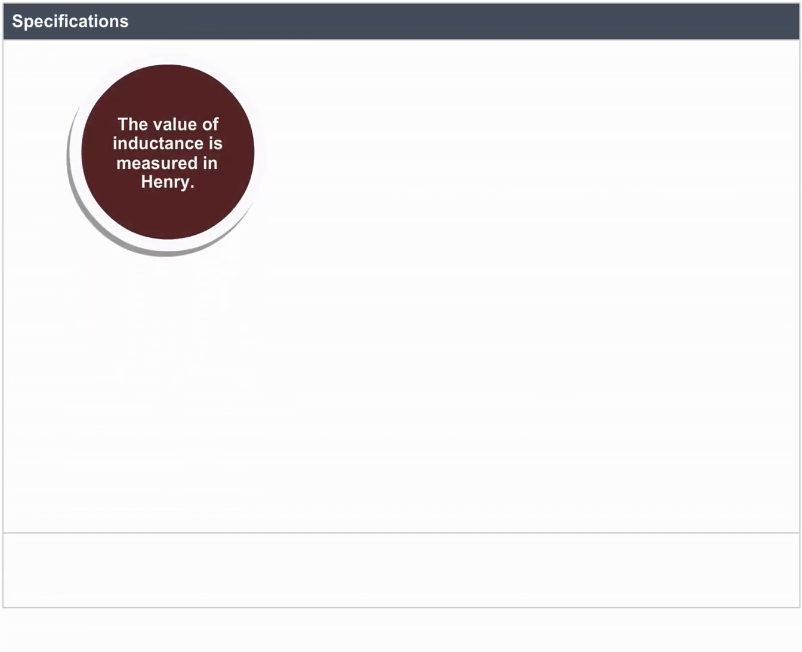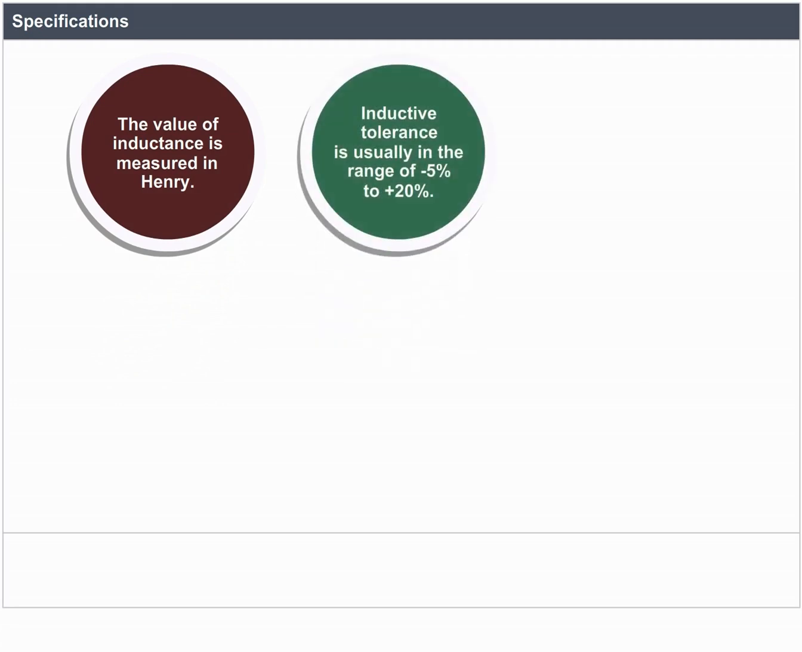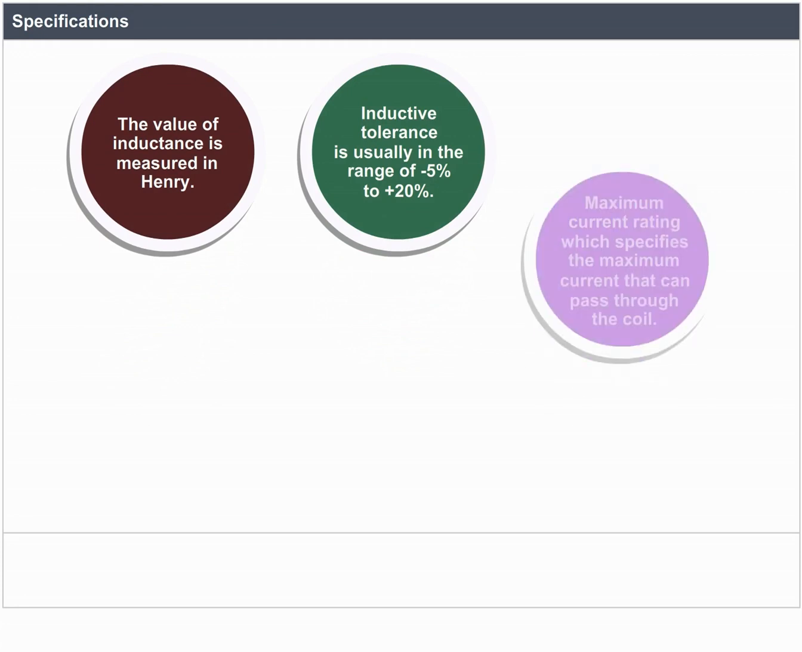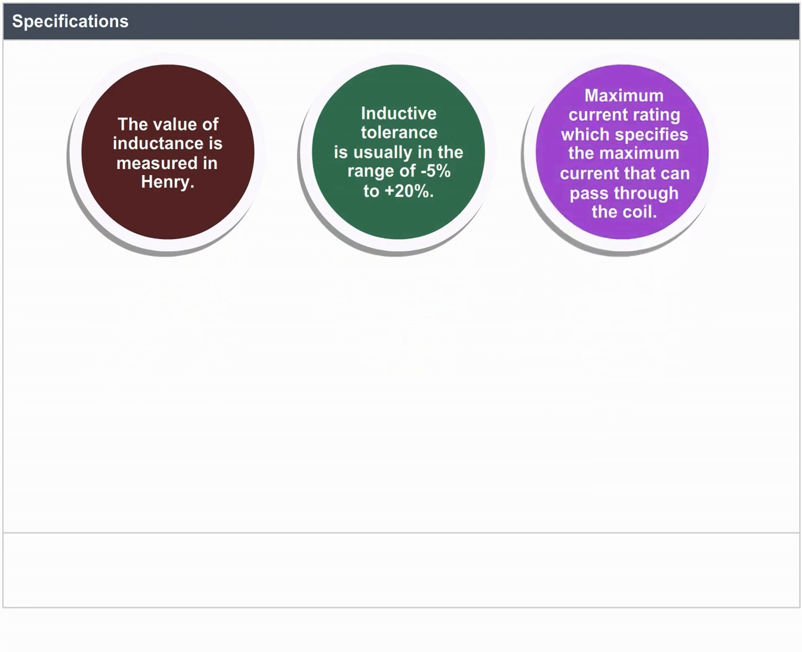Specifications. The value of inductance is measured in Henry. Inductive tolerance is usually in the range of -5% to +20%. Maximum current rating, which specifies the maximum current that can pass through the coil.